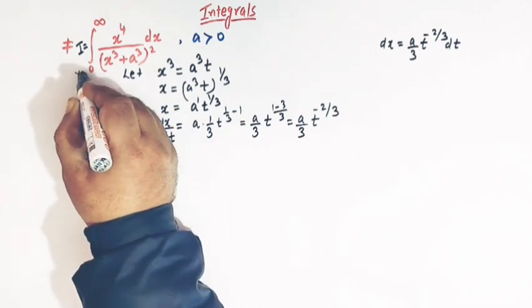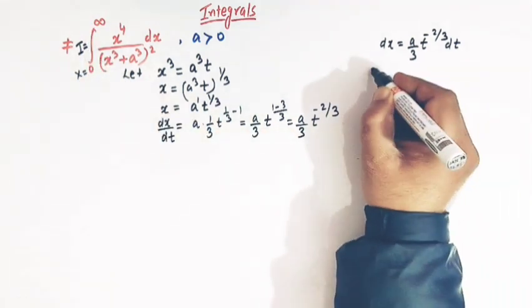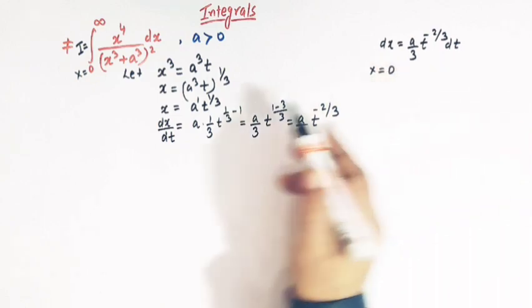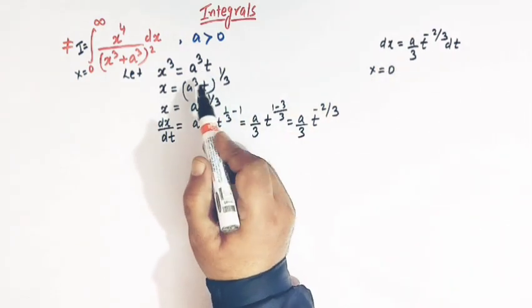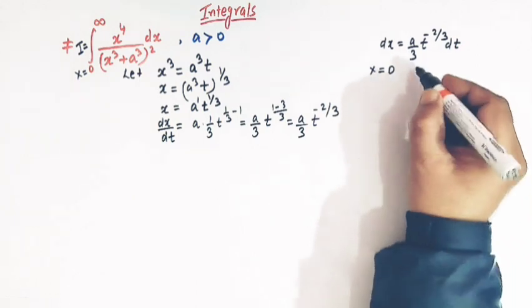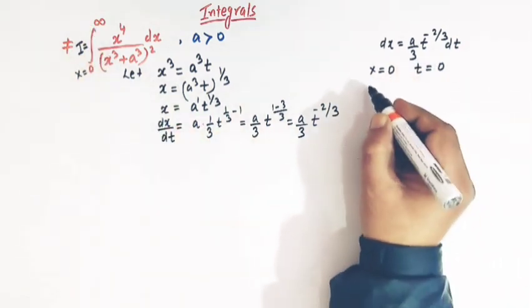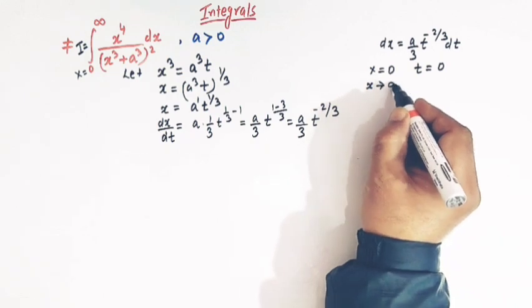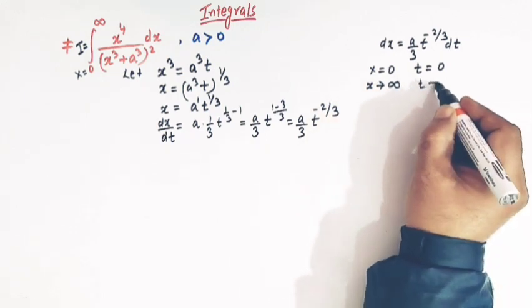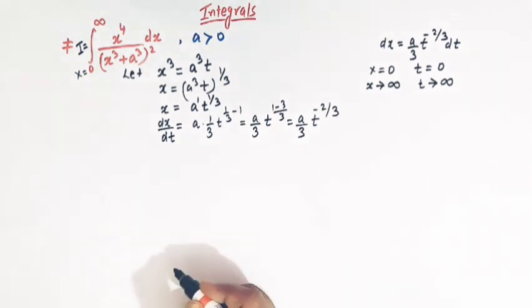Okay, now let us change the limits. Here x varies from 0 to infinity. So when x is 0, the value of t can be calculated from this expression, so t is also equal to 0. And when x tends to infinity, then t also tends to infinity.